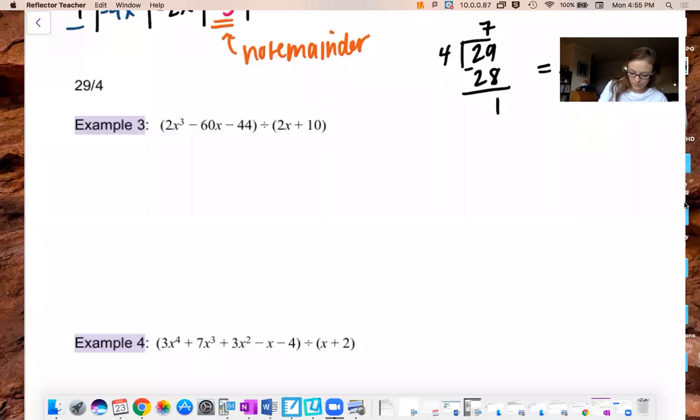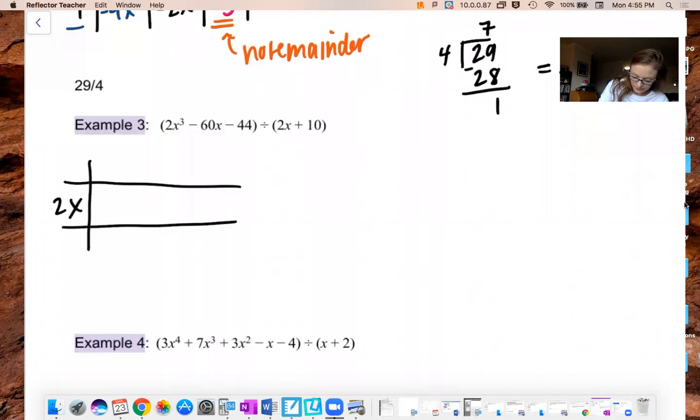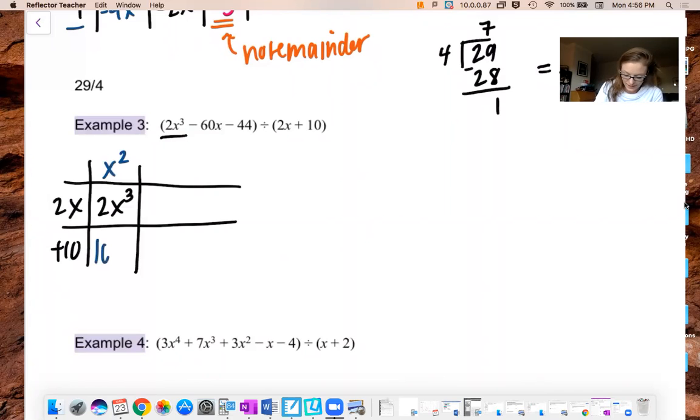Okay, so we set this up the same way. Create yourself a box. So what we're dividing by goes on this side. So this becomes 2x plus 10. And then I'm going to put this first term in this top box, so 2x cubed. And then I'm just going to create a little line. All right, so what do I need to multiply 2x by to get it to become 2x cubed? Well, that has to be x squared. And then if I do x squared times 10, this becomes 10x squared.